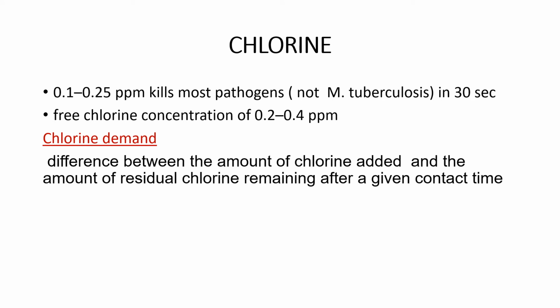The next halogen is chlorine. So you all know chlorine at a concentration of 0.1 to 0.25 ppm kills most of the pathogens except tuberculosis bacilli in 30 seconds. So you have to achieve a free chlorine concentration of 0.2 to 0.4 ppm to get an effective disinfection. Chlorine demand is the difference between the amount of chlorine added and the amount of residual chlorine remaining after a given contact time. So when the chlorine demand is more, that means you have to add more chlorine in order to achieve the free chlorine concentration.